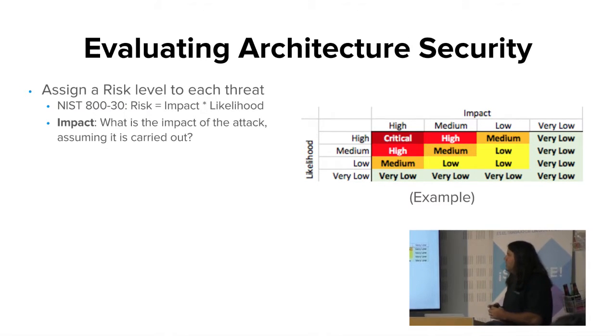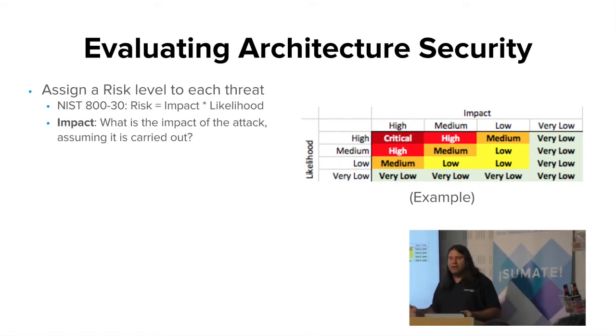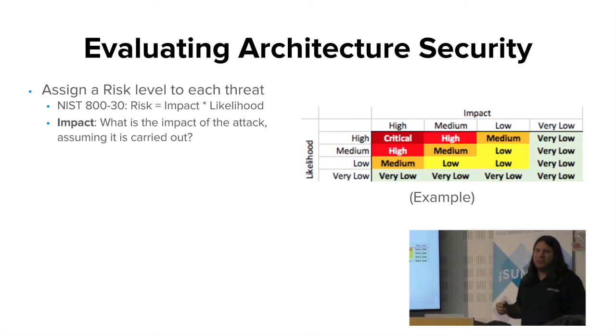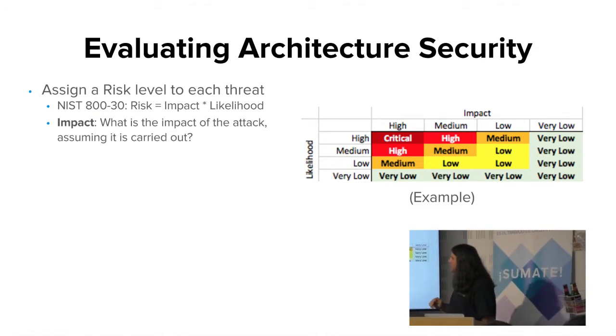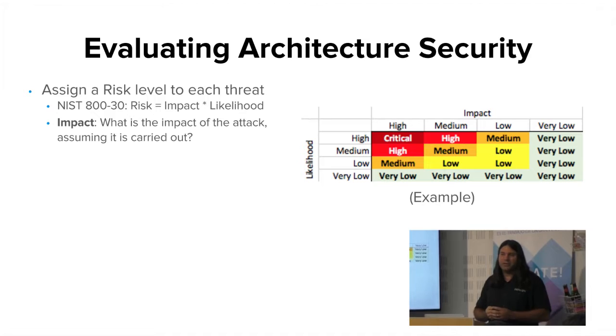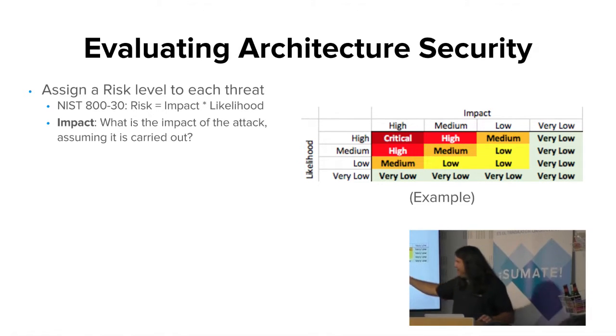So when you look at impact, what's the impact of the attack, assuming it's carried out? Now in the case of a man-in-the-middle attack on an HTTP channel, we can say, oh, we're using HTTPS, so there's going to be no impact. No, what we're saying is assume that it can be. We'll get to the likelihood later. Assume that it can be carried out. What would be the impact? Well, somebody's able to siphon off the credentials and impersonate your users, maybe exfiltrate, and that's pretty darn important. So I would rate the impact of that as high.